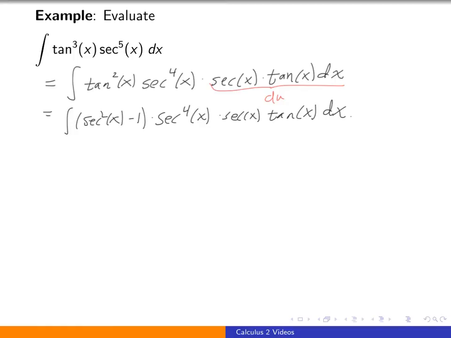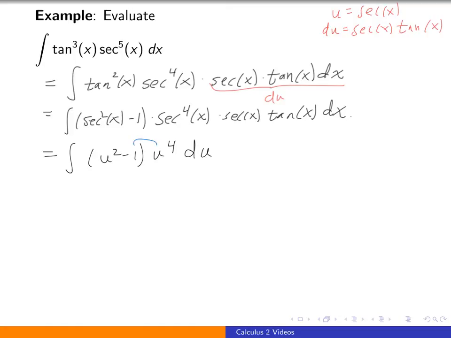Now that we've done so, we can do a substitution. So u equals secant x would give us that du is secant tangent. So our integral very conveniently, once again, becomes u squared minus 1 times u to the fourth du, which is once again the ideal situation. Take the u to the fourth, distribute it through. When you do so, we're left solely with powers of u, which we can very easily anti-differentiate.